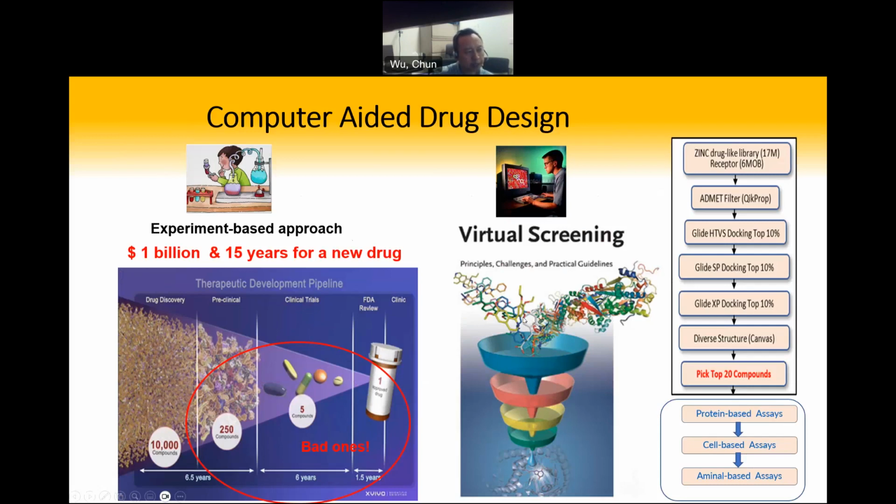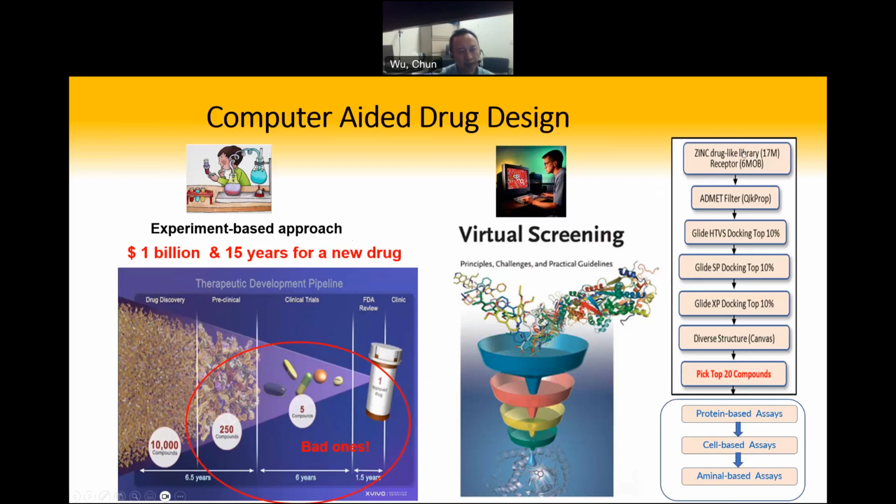We fully take advantage of the information of our drug target, for example, their sequence, their structure, their activity, and then filter out the bad compounds and save a short list of compounds for testing. So here is a workflow we implement using the Schrodinger package.